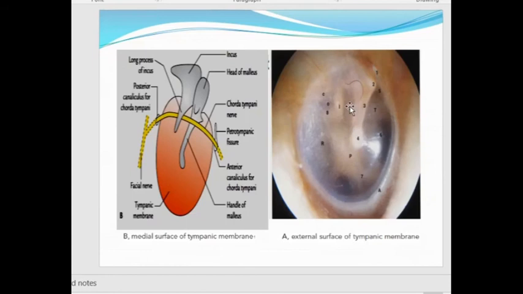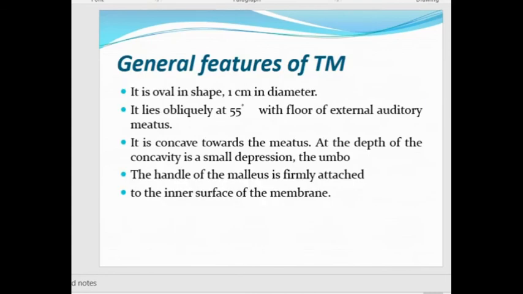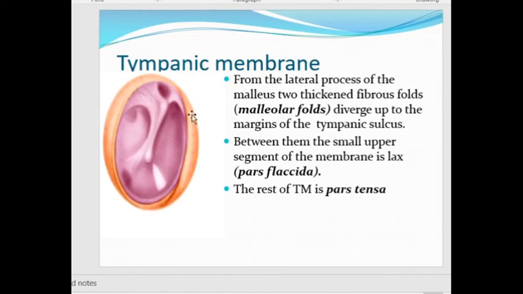While on the medial aspect of the tympanic membrane, it is convex. Now, from the lateral process of malleus, we have two folds of ligaments going to attach to the margin of the tympanic membrane. We call them the malleolar folds, which go to the margins of the sulcus tympanicus. Of course, these malleolar folds separate the pars tensa from the pars flaccida, meaning the middle ear cavity from the attic.